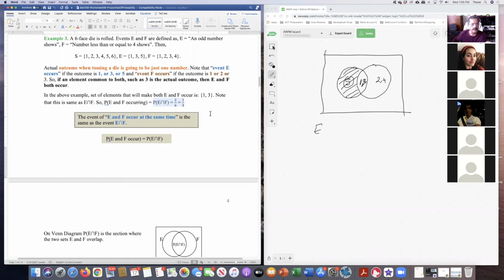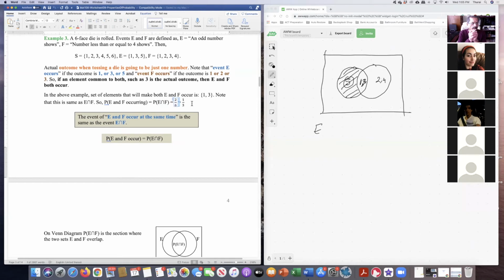The probability of the intersection would be, there are 2 elements in the intersection, 1 and 3, right? So the probability will be 2 over 6. E intersection F has 1 and 3. So that would just be those 2 out of the 6 in the sample set. So the count of the event E intersection F is 2, so 2 in the numerator, and the count of the sample space in the denominator.